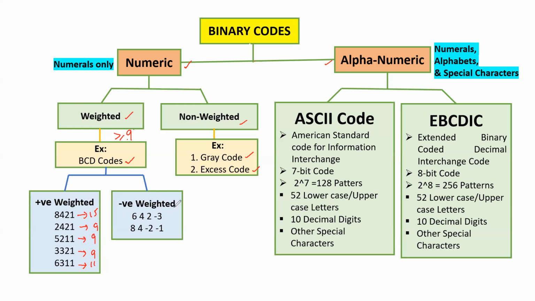Similarly, negative weighted codes. Negative weighted codes are 6, 4, 2, minus 3. Here minus 3 is the negative weight. The total sum here is 12 minus 3, which is 9. Similarly, here also 12 minus 3 is again 9. So the total sum is 9 or greater than 9. That's why this is also a weighted code, but it has one negative weight. That's why these are called negative weighted codes.